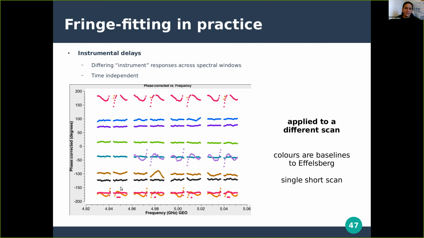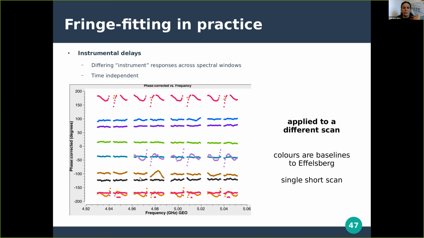So if you transfer it to your secondary calibrator, for example, then you might see something like this. So this is the instrumental delays having been applied to a different scan, and you can see that your phases are fairly flat, so they've had the instrumental delay removed, but the phases are not corrected because the instrumental delay doesn't correct your time-dependent phases. So remember, this is a different scan at a different time.